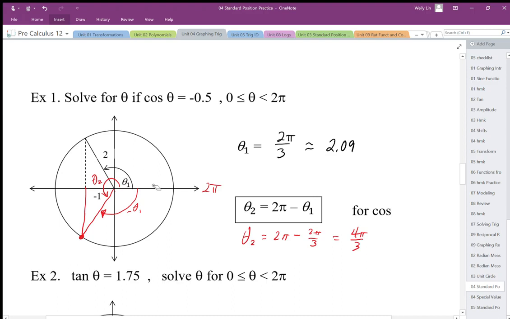Okay, and again, notice that the x position, if I'm going in this direction and rotating in the negative direction, I'm going to keep the same x position. So that's why this formula holds true for all cosine values.